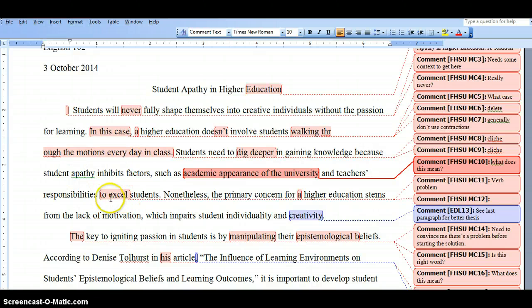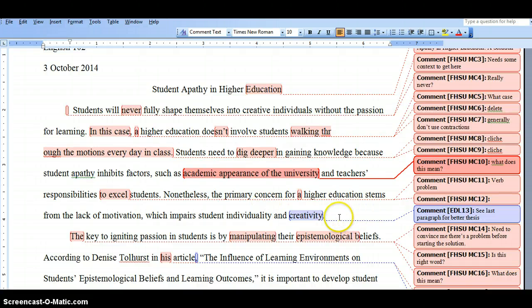There's a verb problem, as we talked about. To excel, you don't excel something, you don't excel students unless you're talking about surpassing them. Maybe you try to get your students to excel, but generally the verb to excel doesn't take an object. So teacher's responsibility is to help students, to improve students, something.